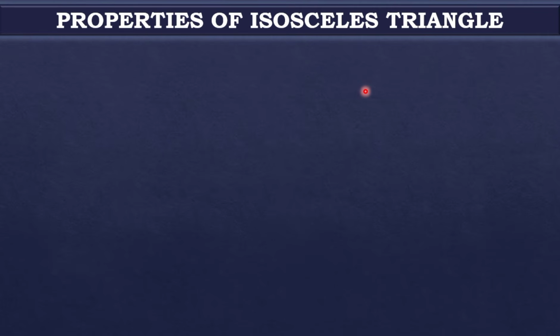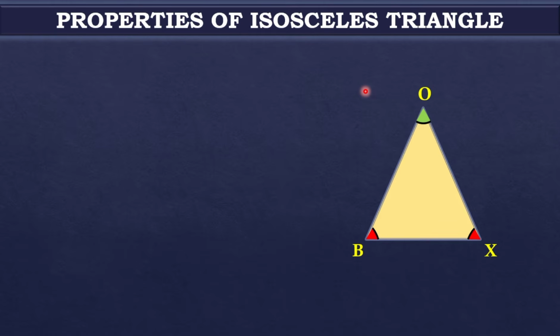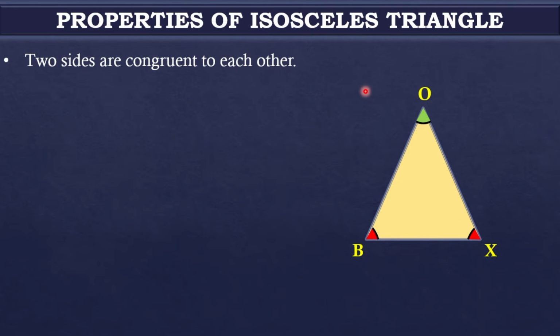So, let's have the properties of isosceles triangle. I have here an isosceles triangle. Always remember the two sides of isosceles triangle are congruent to each other. Okay? So, congruent po yung two sides ng isosceles triangle po natin. Now, in some definitions, we can also say that isosceles triangle has at least two sides that are congruent. So, at least two sides. Ibig sabihin, it can be three sides that are congruent. So, dito papasok yung equilateral triangle. That's why equilateral triangle is a special case of isosceles triangle.